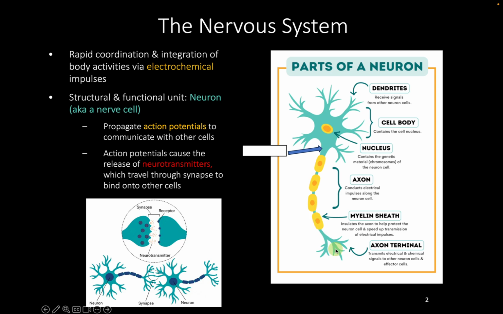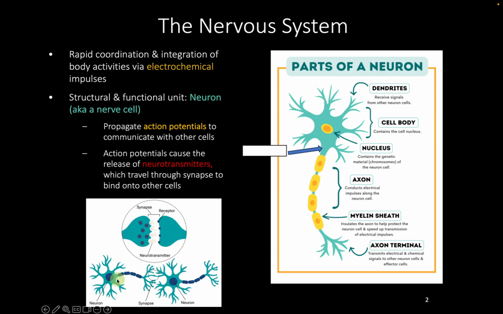And at the very end of the axon, right here, these little end points are called axon terminals, or axon end terminals. And here is where we're going to find neurotransmitters. So our little neurotransmitters, or these chemical signals, are going to be waiting here at the end of these axon end terminals, and they will be released if there is an action potential. All right, so those are the parts of a neuron.